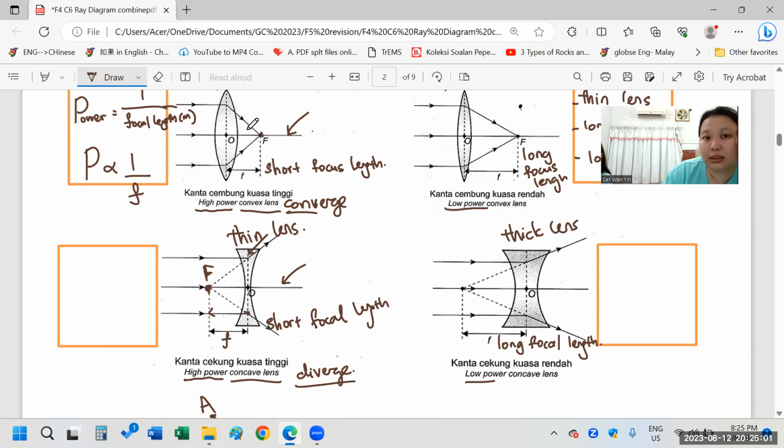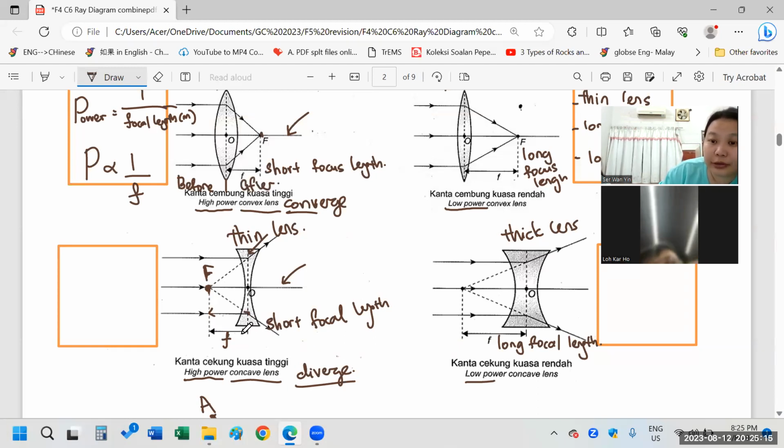And normally, this F is after. For the convex lens, this is the light before the lens. This is the light after the lens. Okay, so here, this is before the lens, and this is after the lens. So when we use the focal length after the lens, it is positive f. Then if this is the length before the lens, normally we say it is power of 1 over negative f.